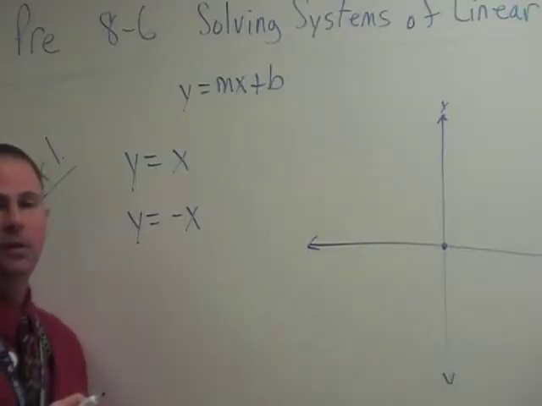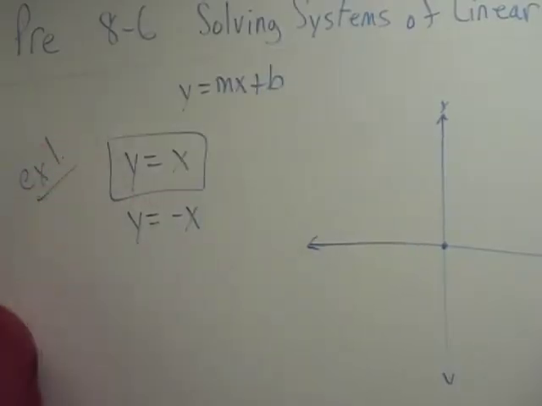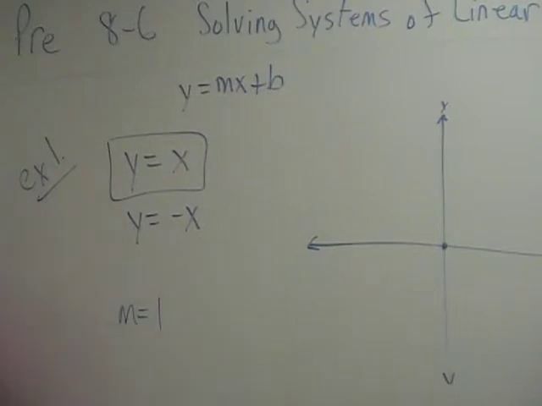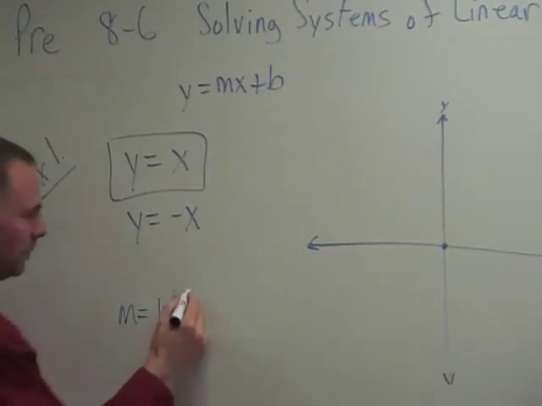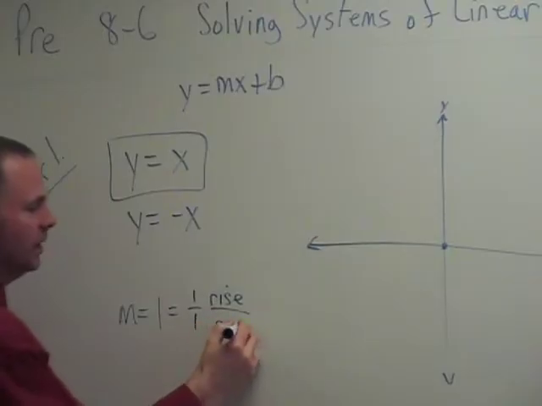Okay? So what's my slope on this first equation here? What's m? 1. The number in front of the variable is 1. You need to look at it as a fraction. What's 1 as a fraction? 1 over 1. And we get that as rise over run.